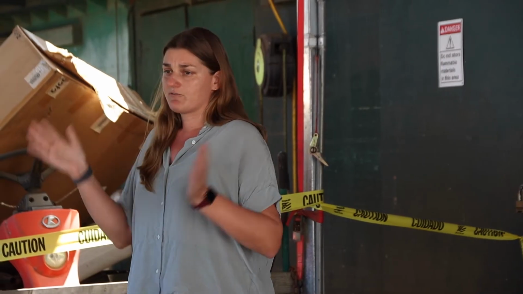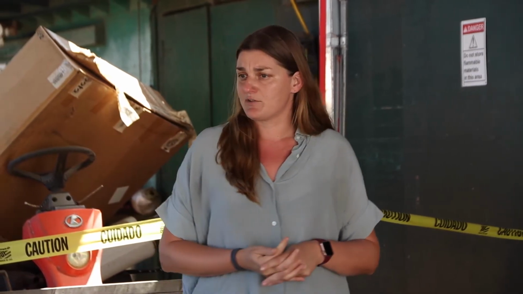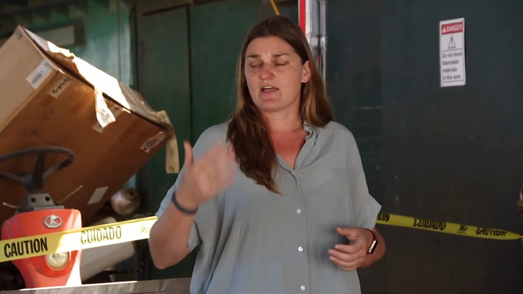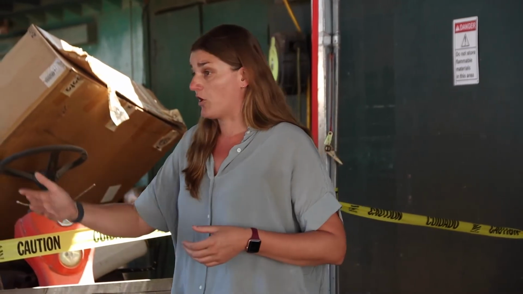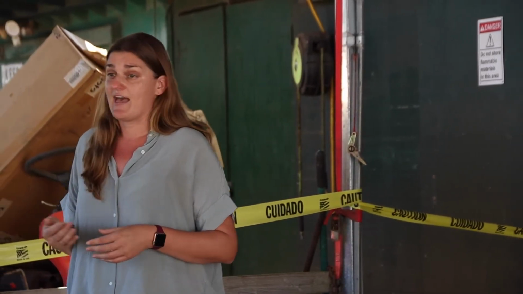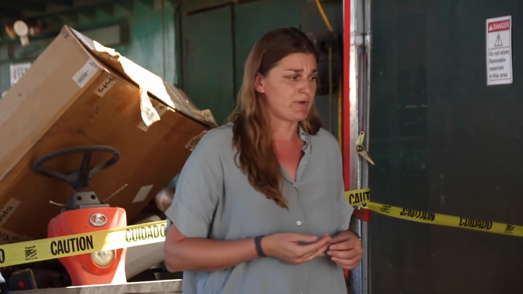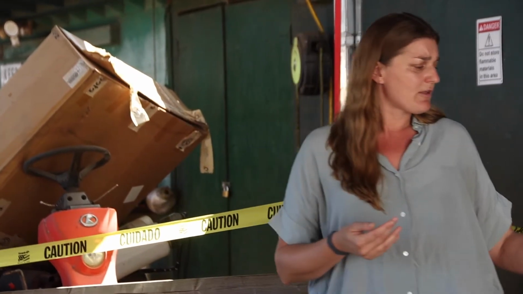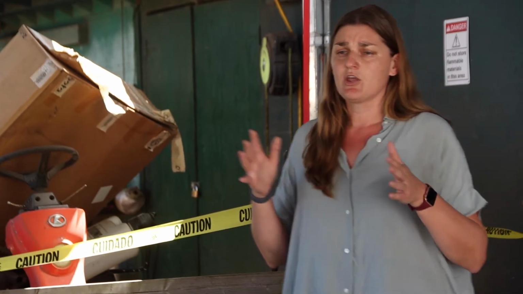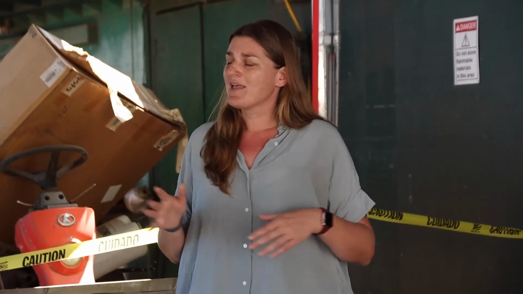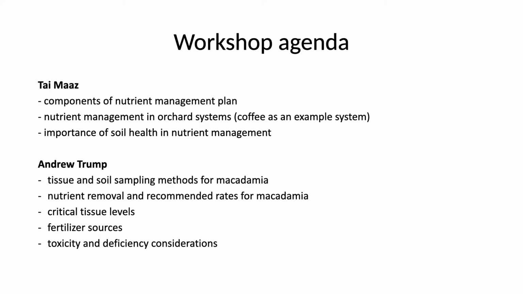We are always looking for farmers who would like to participate and have our students develop a nutrient management plan for your farm. If you are interested in that, I'm going to go over the components of the nutrient management plan, and I'm going to show you a plan tailored to an orchard system. I'm going to use coffee as an example because I spend a lot of time working on a coffee management plan. And then Andrew's going to pick up on that, and he's going to present the macadamia nut side, just to give you a model. And then also talk about the importance of soil health.